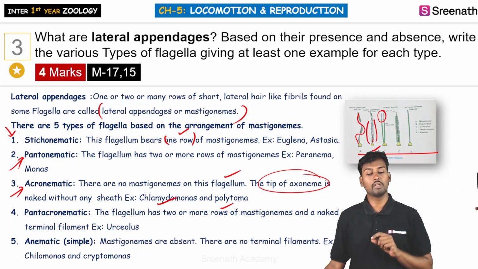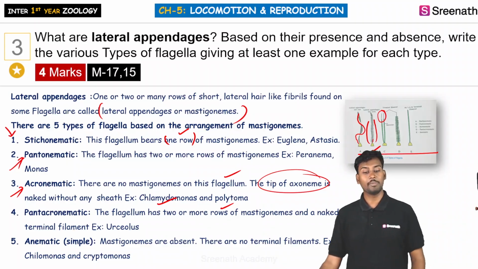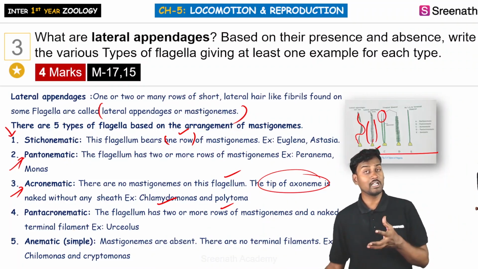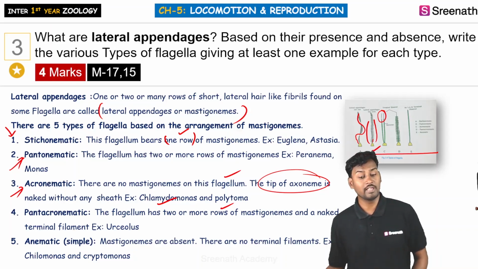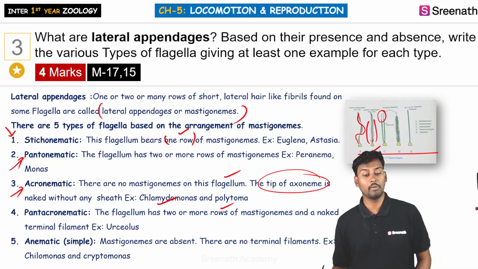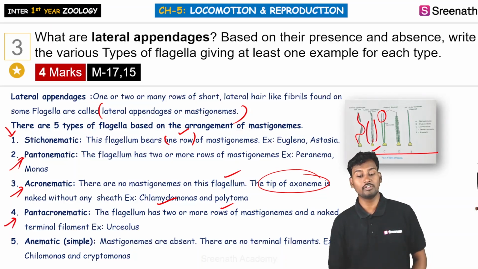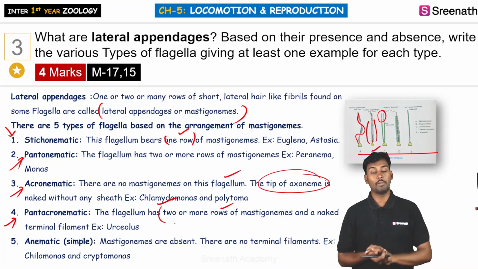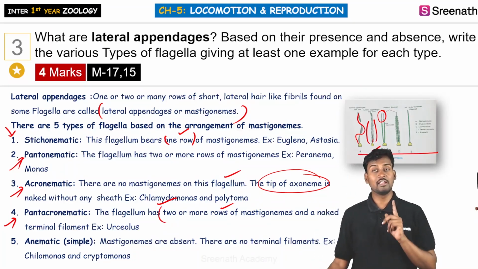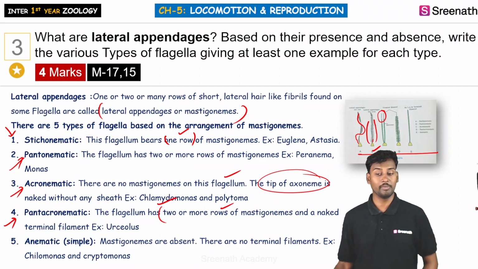So here the flagella generally don't contain any lateral appendages, especially at the tip of the flagellum. Example: Chlamydomonas and Polytoma. Next is pantacronematic. These are flagella which contain 2 or more than 2 rows of mastigonemes, that is, lateral appendages, and generally have a naked terminal filament. In the previous one there are no lateral appendages on the flagellum, so the tip is also naked.